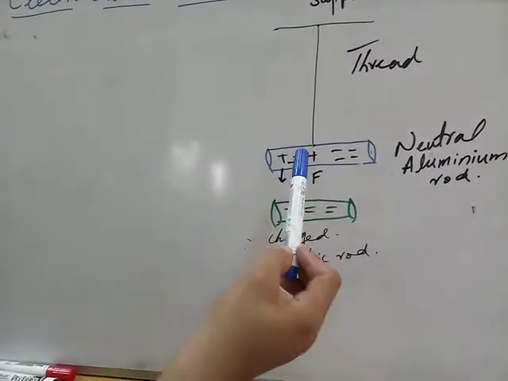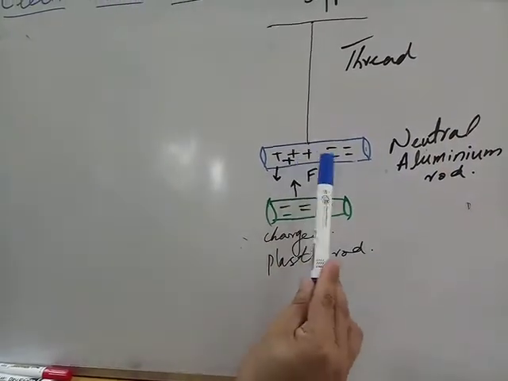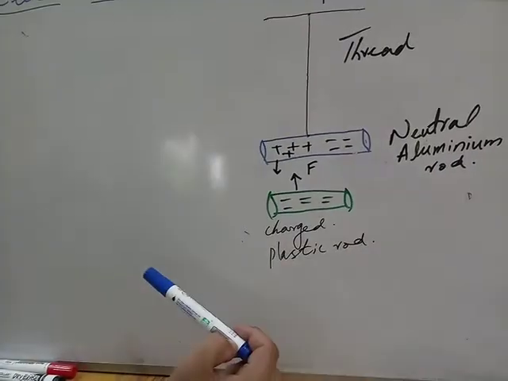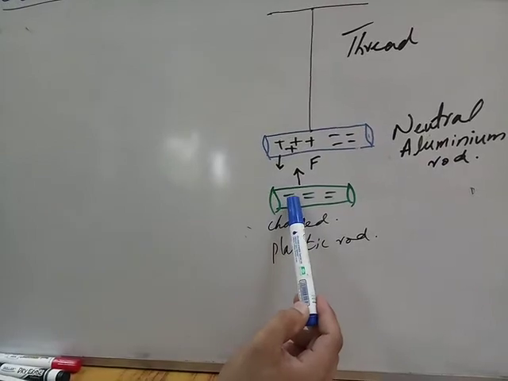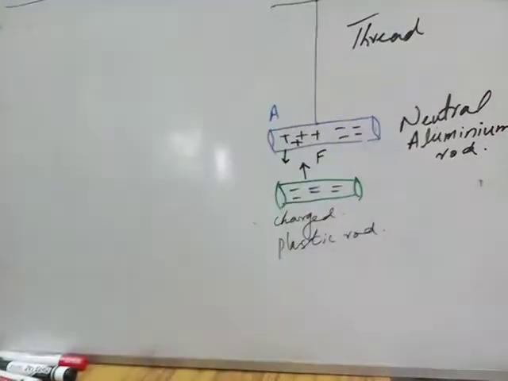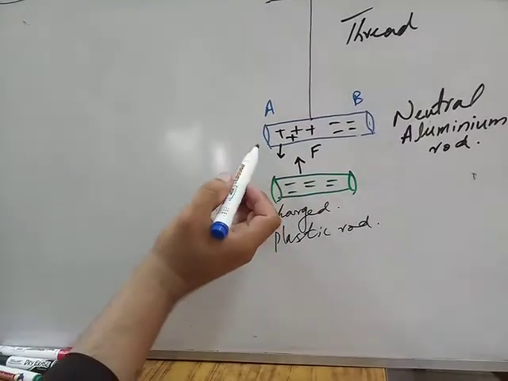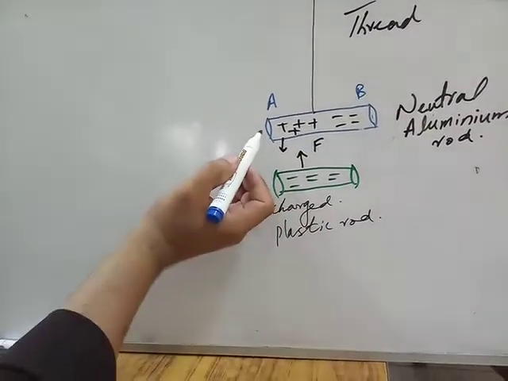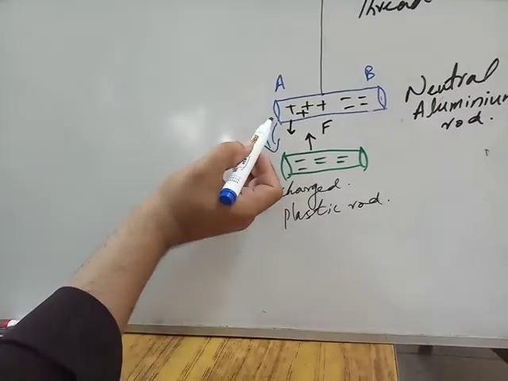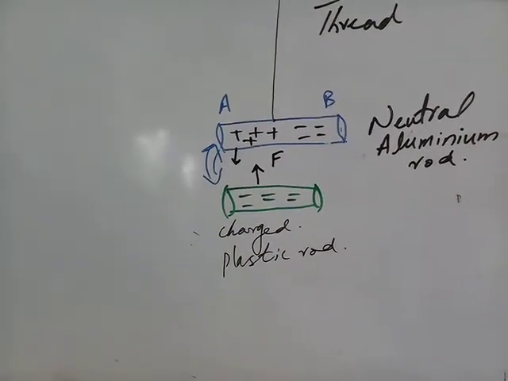Let us consider the neutral aluminium rod, which has positive and negative charges. When we place a charged plastic rod near this suspended rod, the negatively charged rod attracts the positive charges at end A and repels the negative charges at end B. The near end of the aluminium rod is positively charged, so these two rods attract each other. It means attraction is not the sure test.